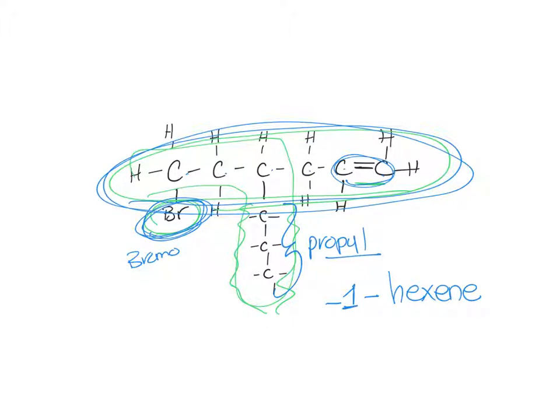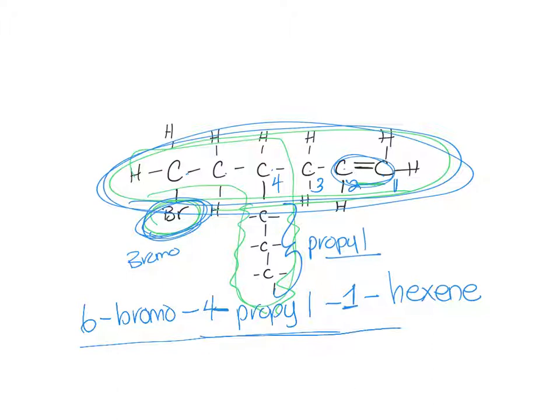So alphabetically wise, bromo comes first. So we write bromo. The bromo would get the number 6. And then propyl would be here. Propyl is going to get the numbers. So this is 1, this is 2, this is 3, this is 4. So it's going to get the number 4 bromo, or 4 propyl, sorry. So 6 bromo, 4 propyl, 1 hexene is the name of that one.